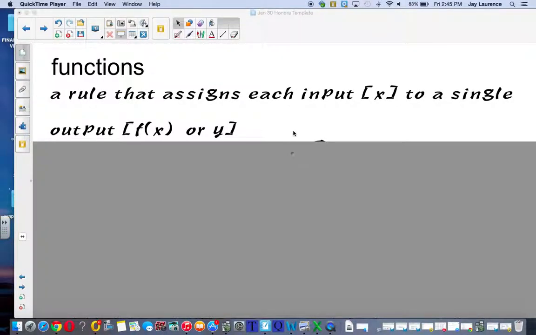Mr. Laurence here, and this video is going to be a review of something we did a little while ago, but we didn't do much with. I've been spending so much time on writing these functions and then the geometric and arithmetic sequences. We really need to understand what a function is.